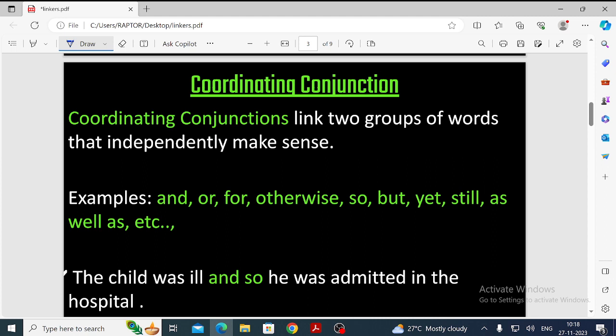For example, here we have: the child was ill. Is it a complete sentence or an incomplete sentence, my dear? Complete. Or even we can say, take the sentence: the child was admitted in the hospital.